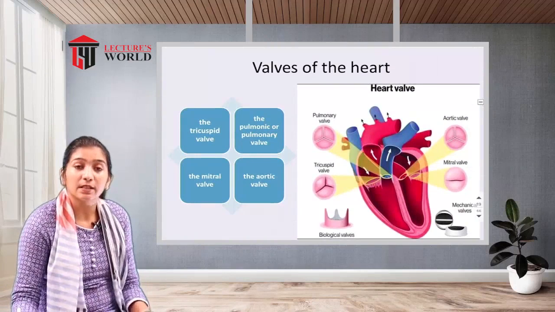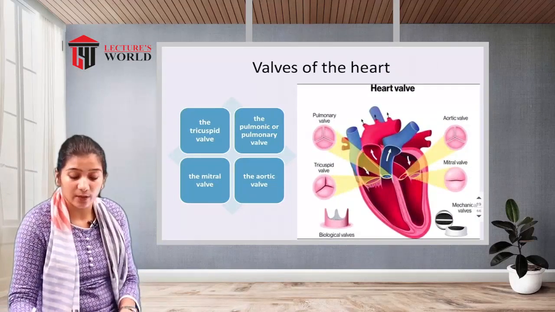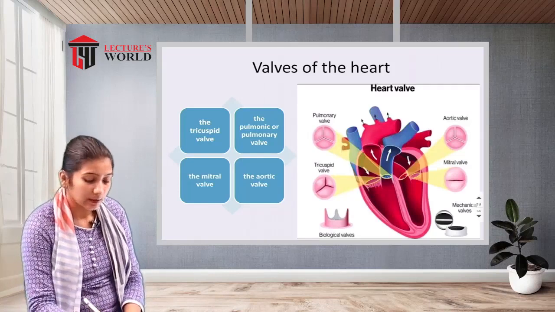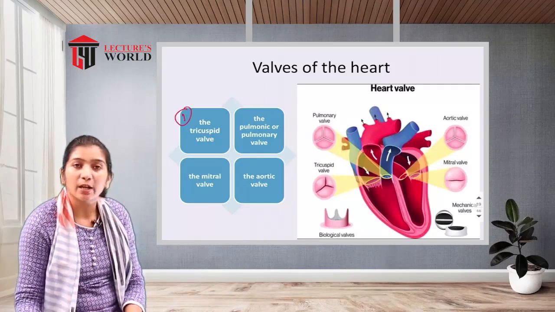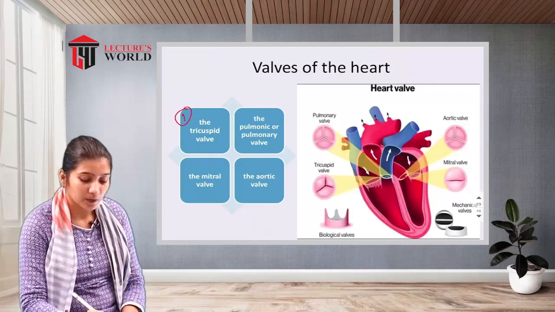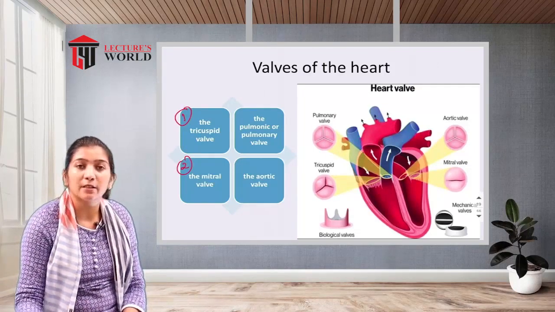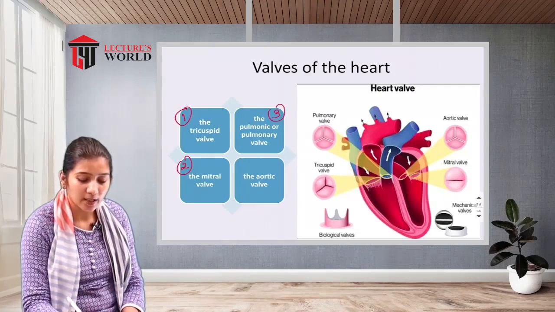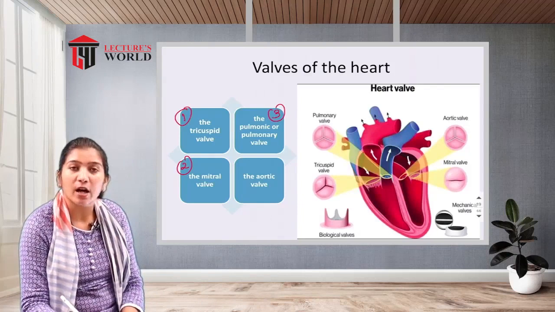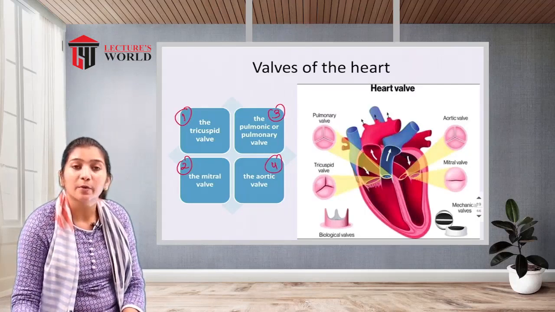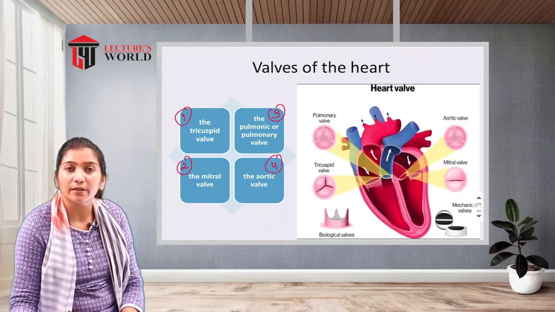So as we have seen in the previous slide, there are 4 types of valves present. The first one is the tricuspid valve, which is present between the right atrium and right ventricle. Then the mitral valve, which is present between the left atrium and left ventricle. Third is the pulmonary valve, which is present between the right ventricle and the pulmonary artery. And the aortic valve is present between the left ventricle and the arch of aorta.